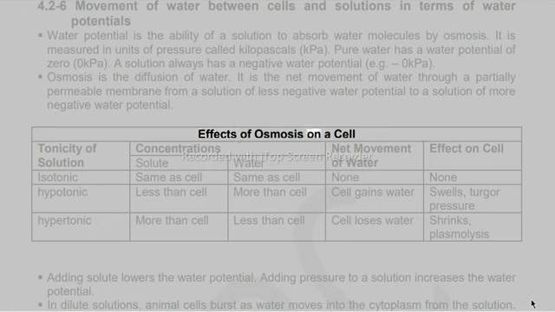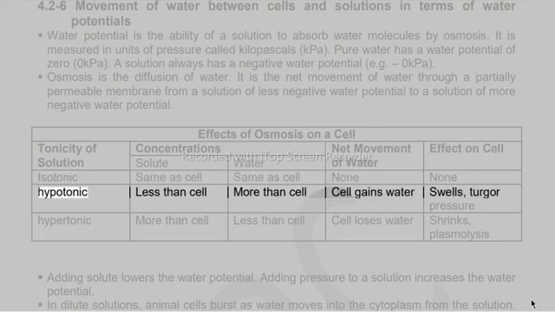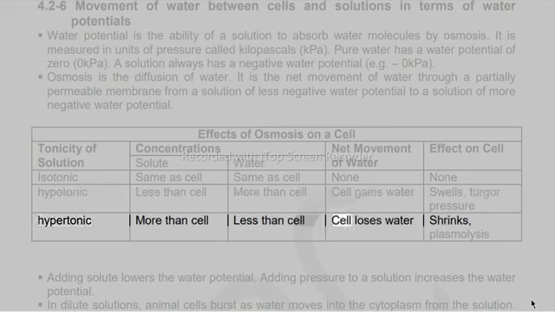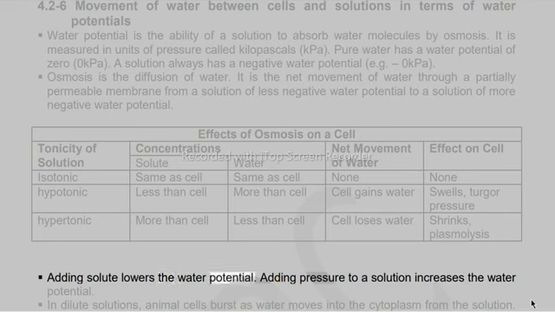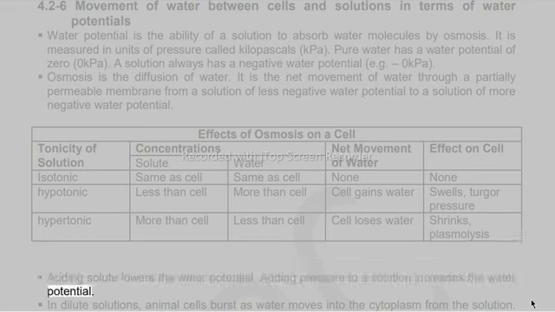Effects of osmosis on a cell: tonicity of solution, concentrations, net movement of water, effect on cell. Isotonic: solute and water same as cell, none. Hypotonic: solute less than cell, water more than cell, gains water, swells, turgor pressure. Hypertonic: solute more than cell, water less than cell, loses water, shrinks, plasmolysis. Adding solute lowers the water potential. Adding pressure to a solution increases the water potential.